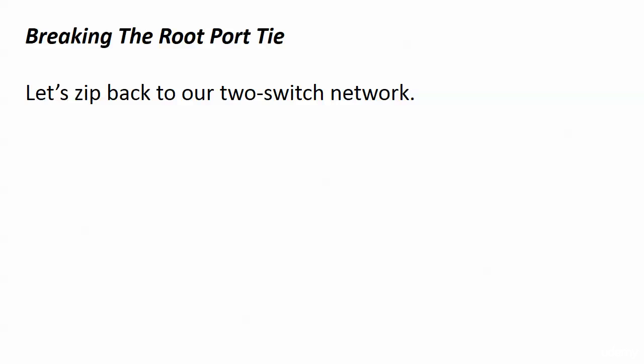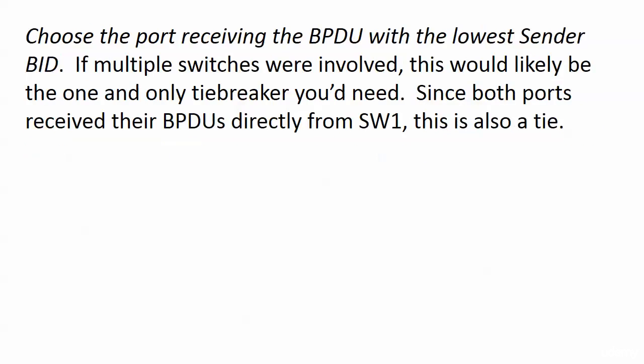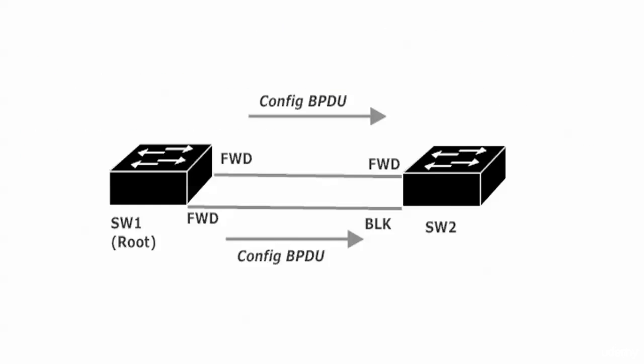We're going to zip back to our two-switch network for a few minutes, and I'm going to show this to you. I'm going to go past a couple of screens that I promise we'll come back to. But here's what we have right now. Switch 1 is the root, and both ports there are in forwarding mode. We have two trunks connecting our two switches. And over on switch 2, one of the ports is put into blocking mode. That's the non-root, and the other port there in forwarding mode is going to be the root. The question here is, how did switch 2 decide which port to make the root?